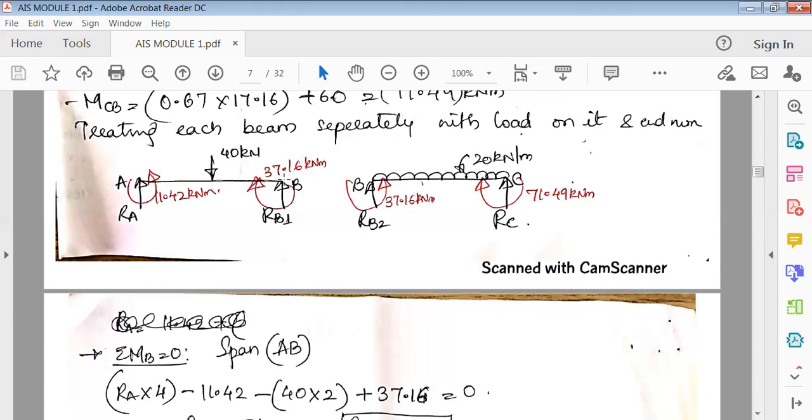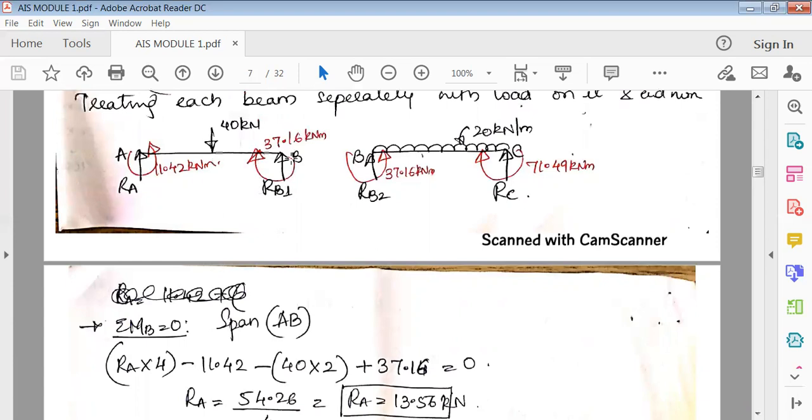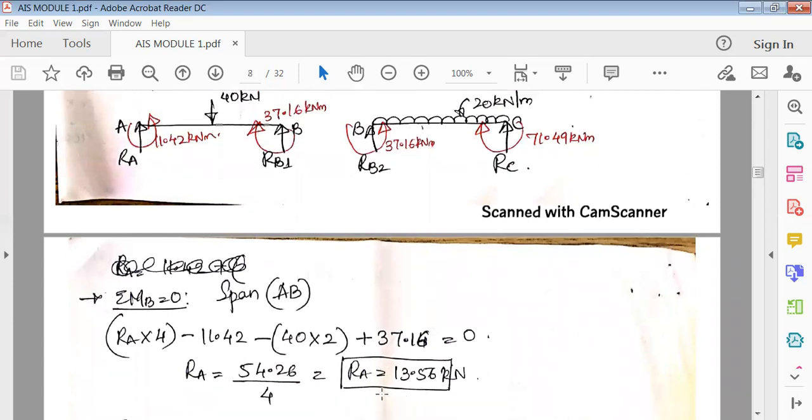Then we are taking moment about B is 0, but this moment is acting at a farther distance from B, so we have to consider this moment. It is going clockwise, so it is plus 37.16. Eventually when you solve this, you'll get the reaction RA. That's why I've taken moment about B as 0. So RA I've got.